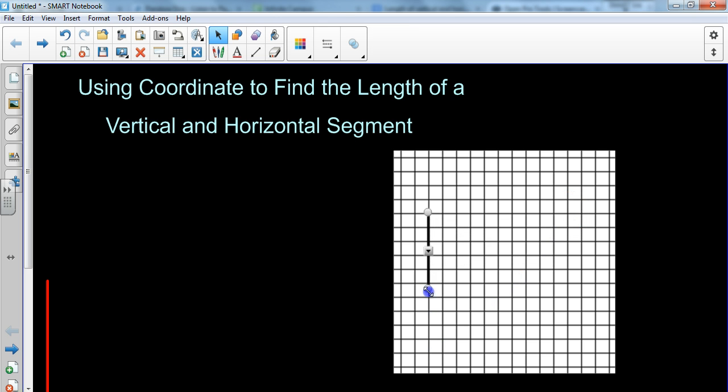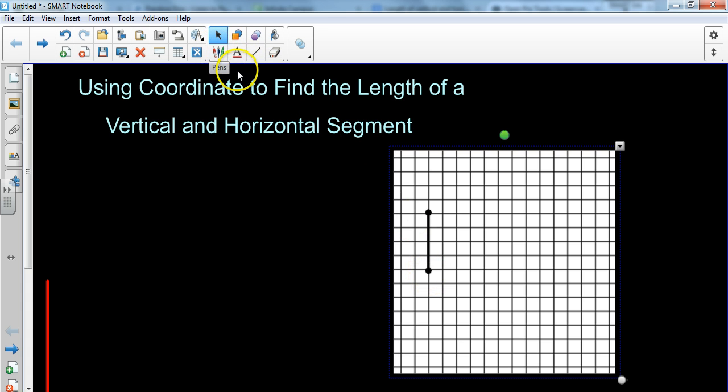Same deal with vertical. If I were to say maybe take this segment here, we could just look and say vertically we can just count the sides of our little squares on our grid, right? Our scale of 1, 2, 3, 4. So this would have a length of 4, all right?